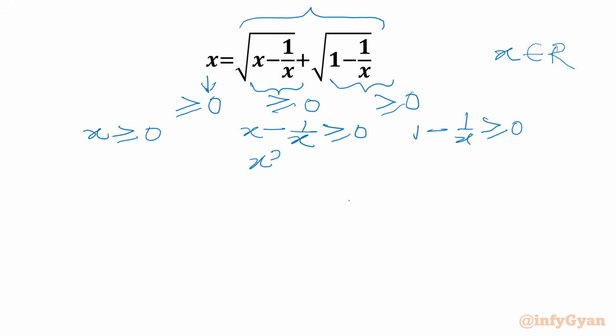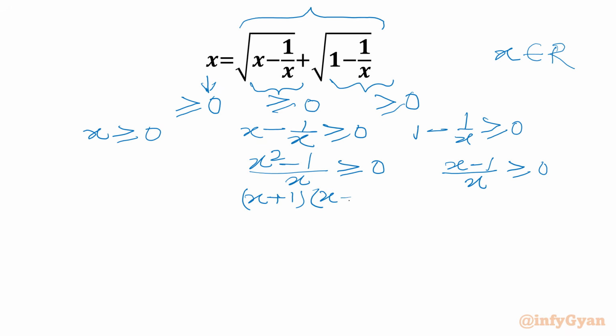We'll take the LCM and get (x squared minus 1)/x should be greater than or equal to 0, and (x minus 1)/x should be greater than or equal to 0. Now we will use the difference of two squares formula over here and get (x plus 1)(x minus 1)/x should be greater than or equal to 0. Now we have three inequalities, one from the left hand side and two from the right hand side.